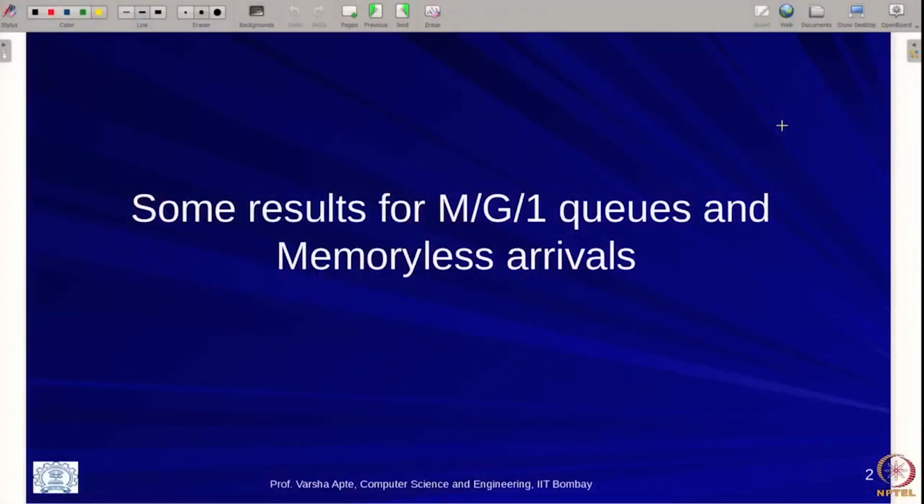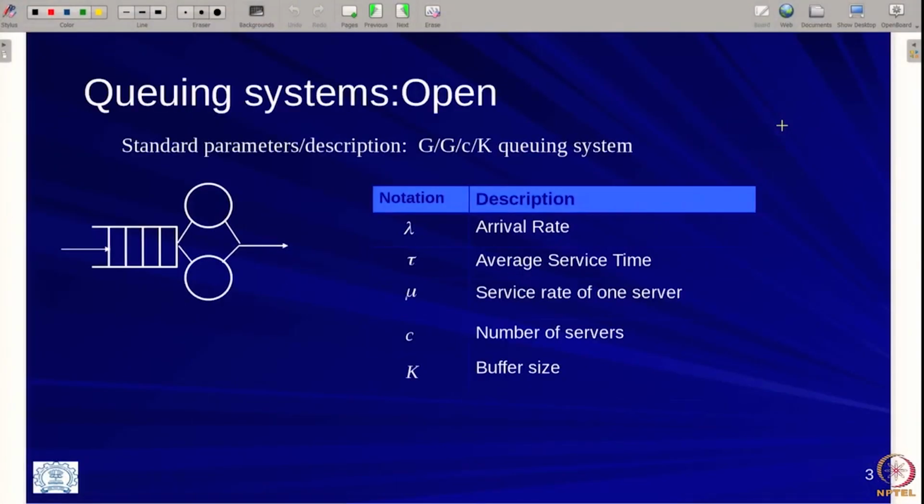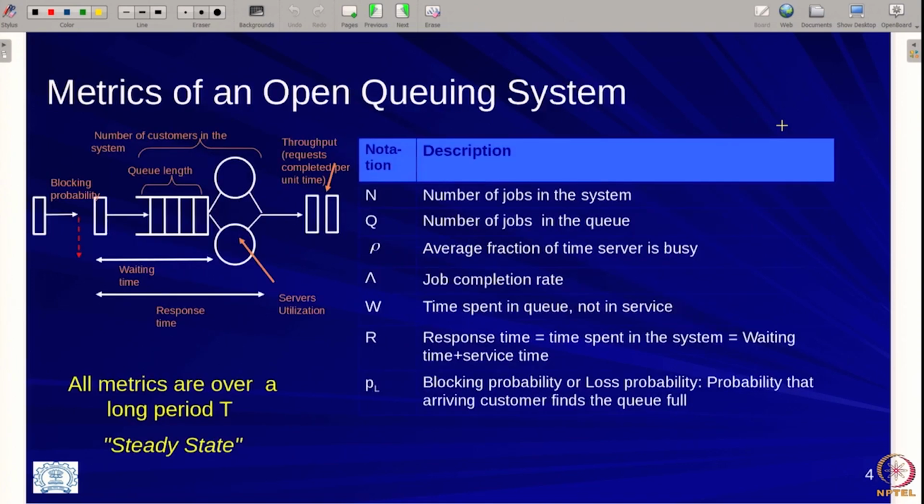So, we will talk today about some results of MG1 queues and memoryless arrivals. I am, as usual, going to show the slides that just remind you of the open queuing systems and the parameters of these queuing systems. By now you should be very familiar with this. This is just for your reference.